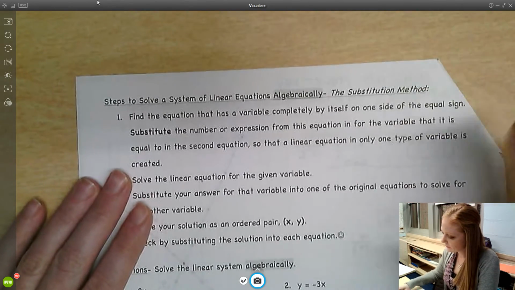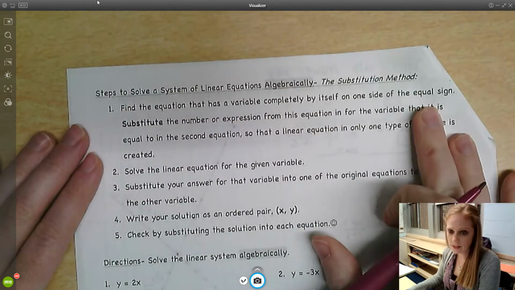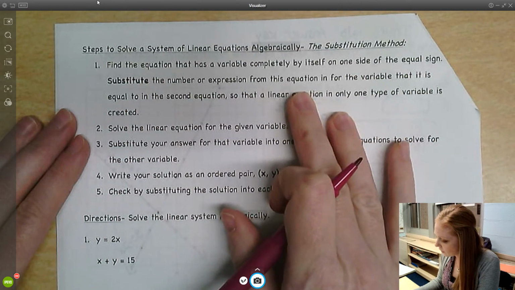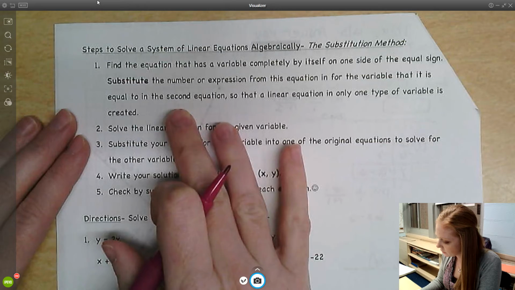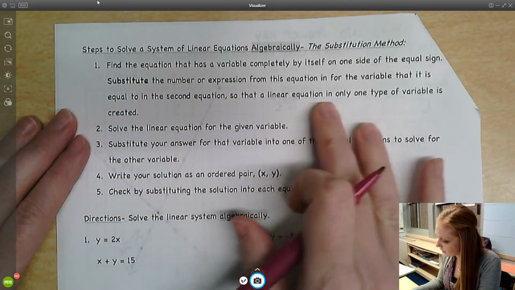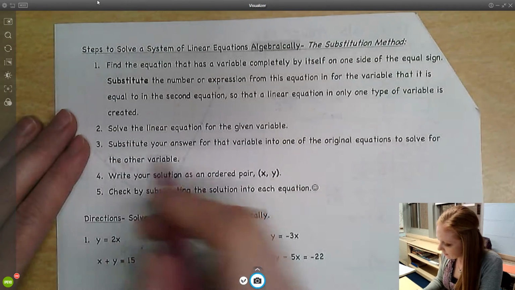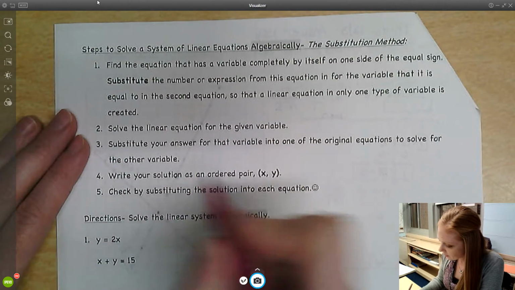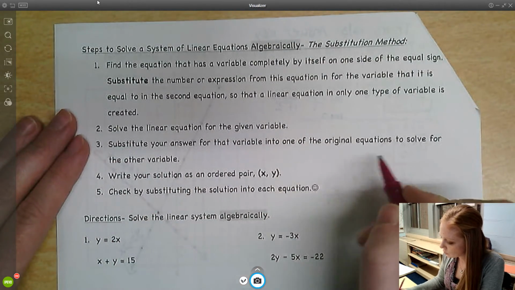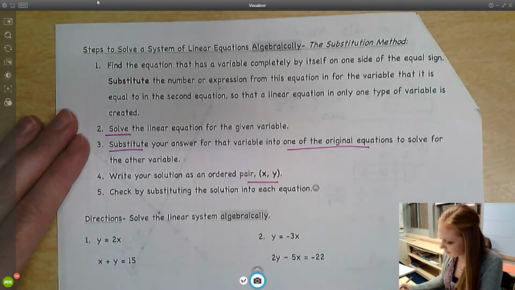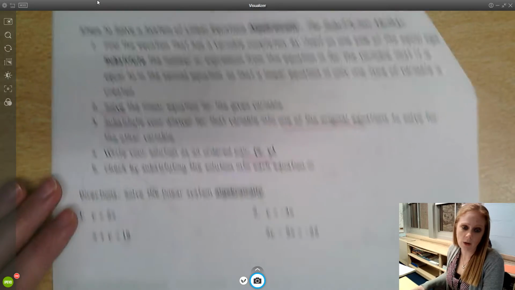So here are our steps. Find the equation that has a variable completely by itself on one side of the equal sign. Substitute the number or expression from this equation in for the variable that is equal to in the second equation so that a linear equation in only one type of variable is created. Then you solve for the given variable. Then you substitute your answer back into one of the originals. And then you write your solution as x comma y. And then we can check it as well.